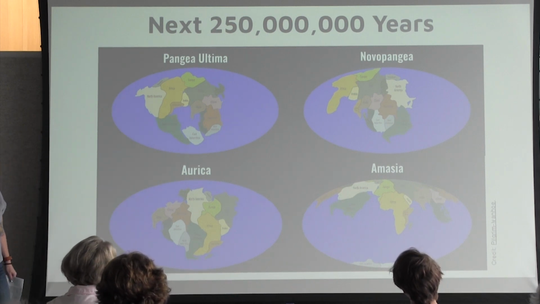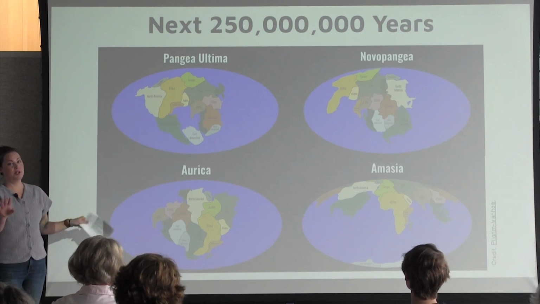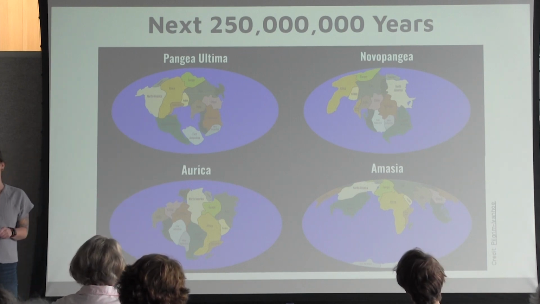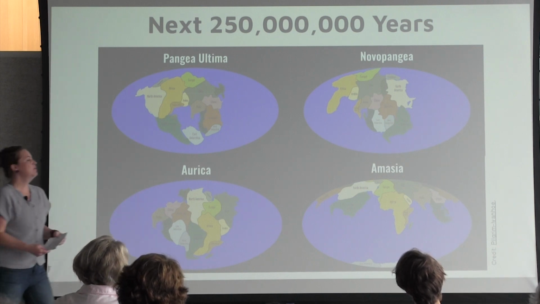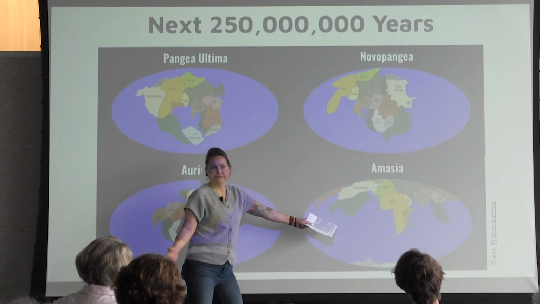Now, because we have no idea exactly what the plates will do, there are 4 current models of what this next supercontinent will look like. I will tell you, Amasia has the most support.